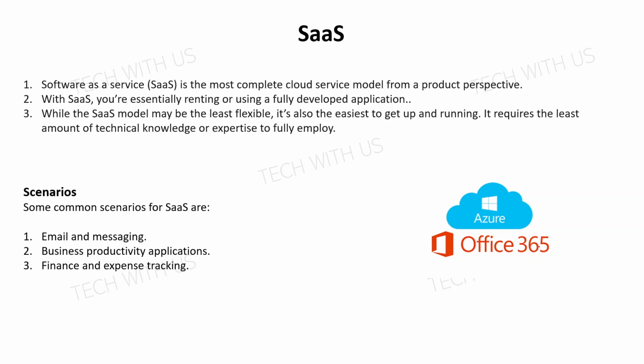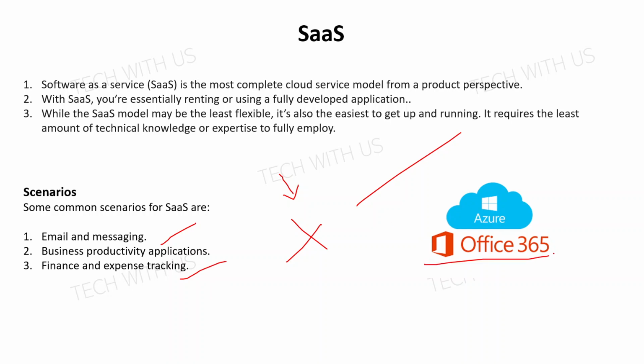Coming to the SaaS model, you simply sit and see what the data is. Let us consider Office 365 or Gmail. When you open Gmail, you will just be viewing the mails that are coming to the application. If there is anything, you can delete or forward it. It is like a viewing purpose. It is the most suitable cloud service, like going to a restaurant and eating a pizza. Similarly, some of the common scenarios are email, messaging, finance and expense tracking.